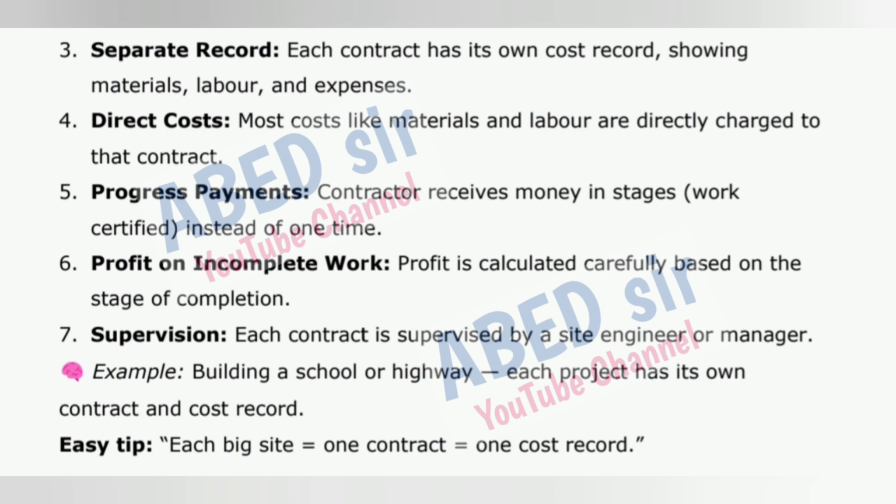6. Profit on incomplete work. Profit is calculated carefully based on the stage of completion. 7. Supervision. Each contract is supervised by a site engineer or manager. Example, building a school or highway, each project has its own contract and cost record. Easy tip. Each big site is equal to one contract is equal to one cost record.